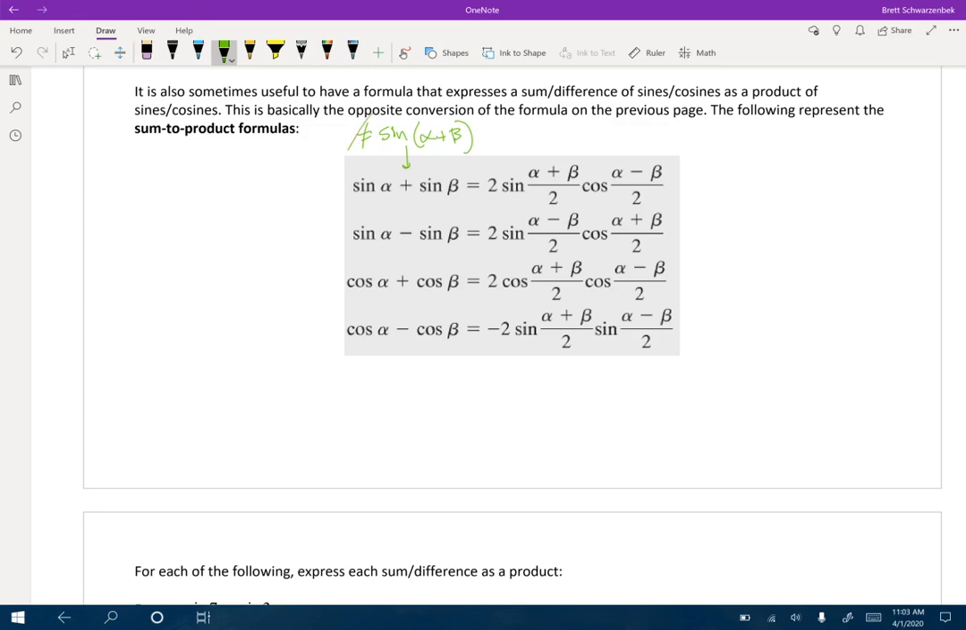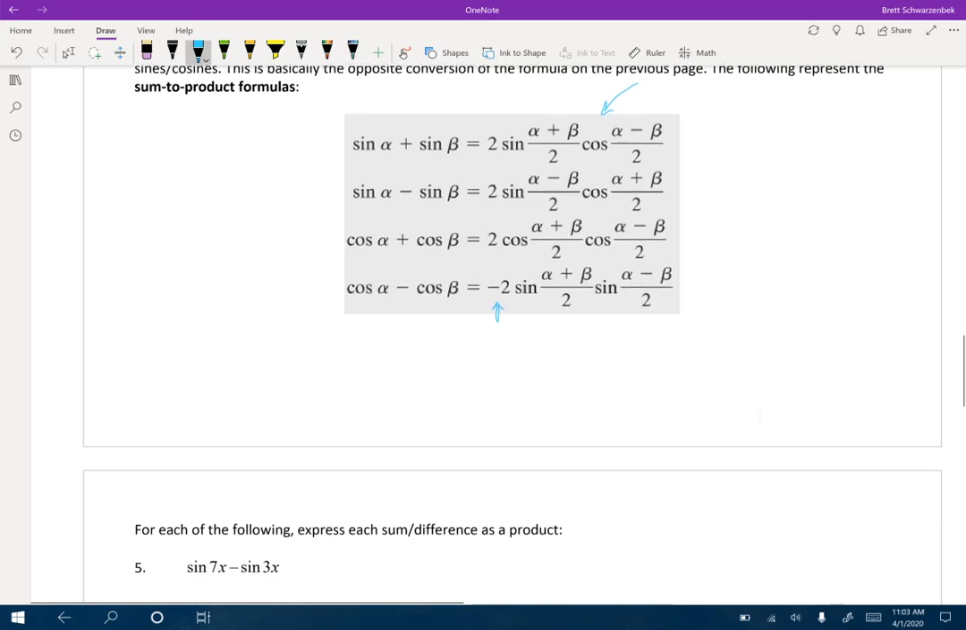If you are given, for example, a scenario where you have the sum of 2 trig functions, you can change that by doing this crazy business over on the right side, and it is crazy business. Take note that only one of them actually ends up being a negative 2 in the front, so just keep track of that when you're using the formulas.